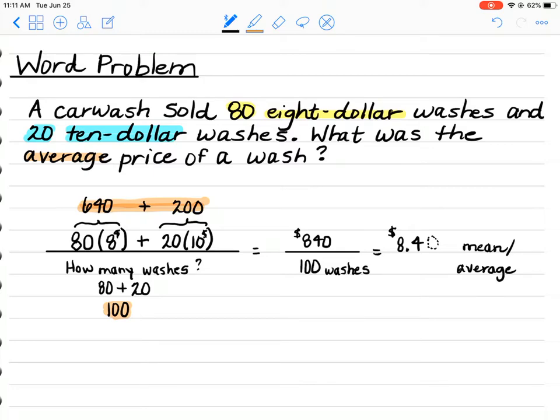So some washes cost more than $8, some cost $8, but on average, if you go through this car wash, you are paying $8.40 per wash. And again, those are weighted by the price of the individual washes. Maybe the $10 washes come with a raincoat protector or a tire wash. For some reason, they're a little more important than the $8 ones. But most people who go through the car wash seem to favor the $8 wash. So that's going to pull the average down a little bit overall.